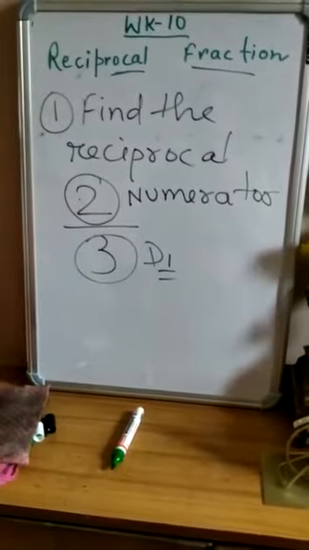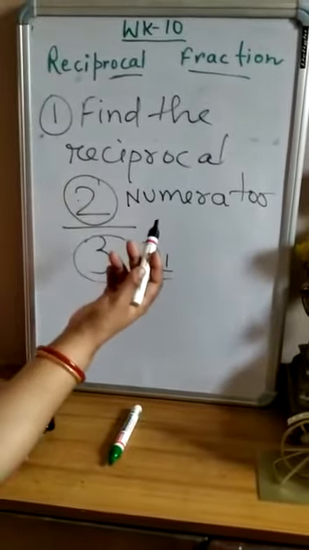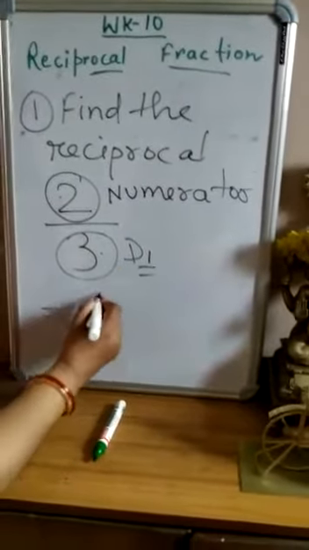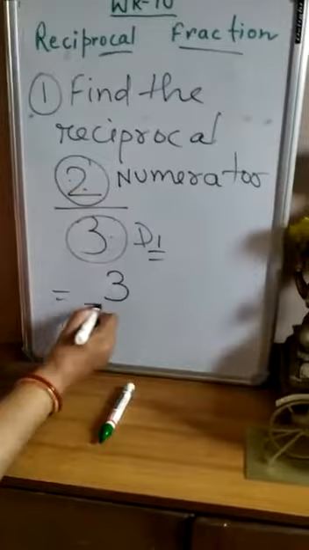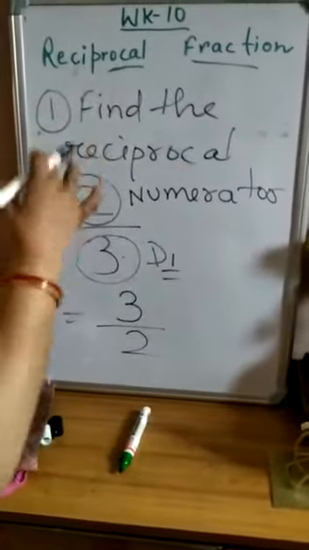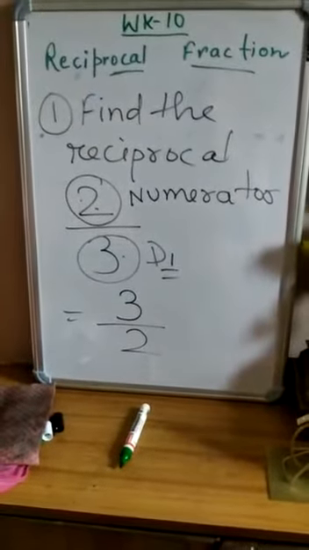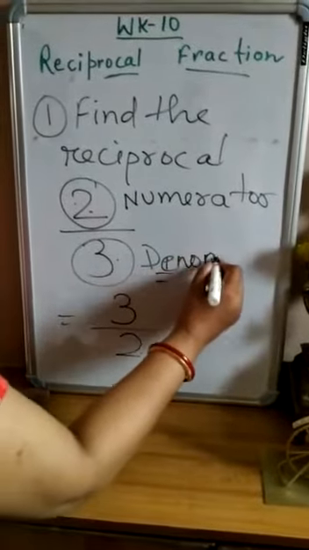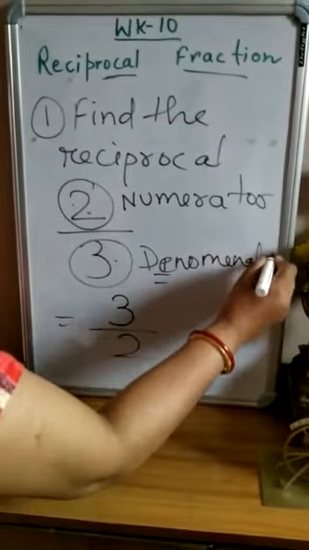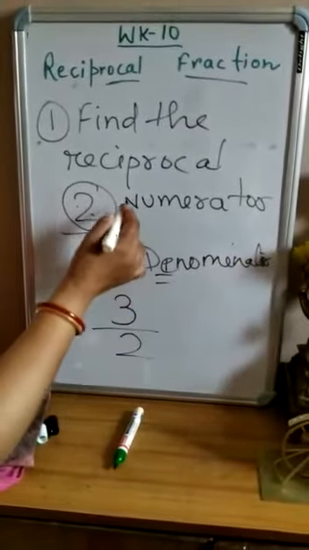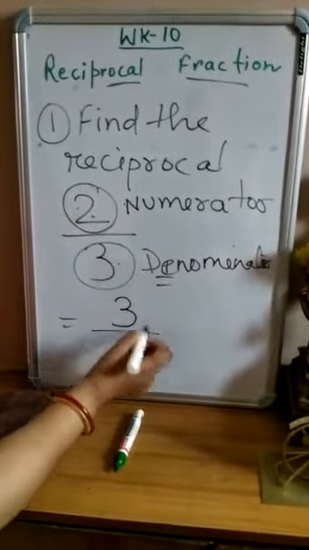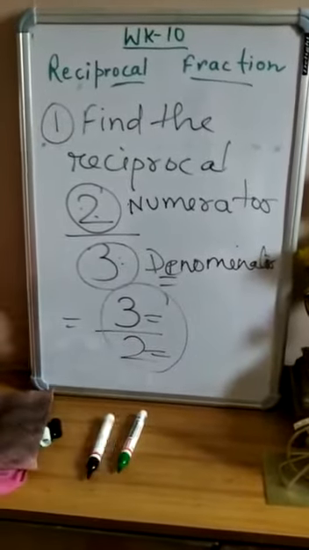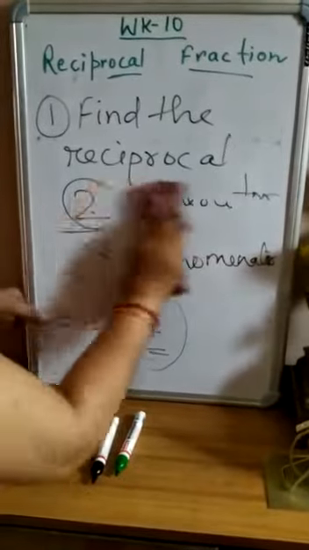Now here all of you see, children. How will we find the reciprocal? We interchange the position. This denominator will become the numerator and this numerator will become the denominator. Interchanging the position of numerator and denominator, we get the reciprocal of the fraction.